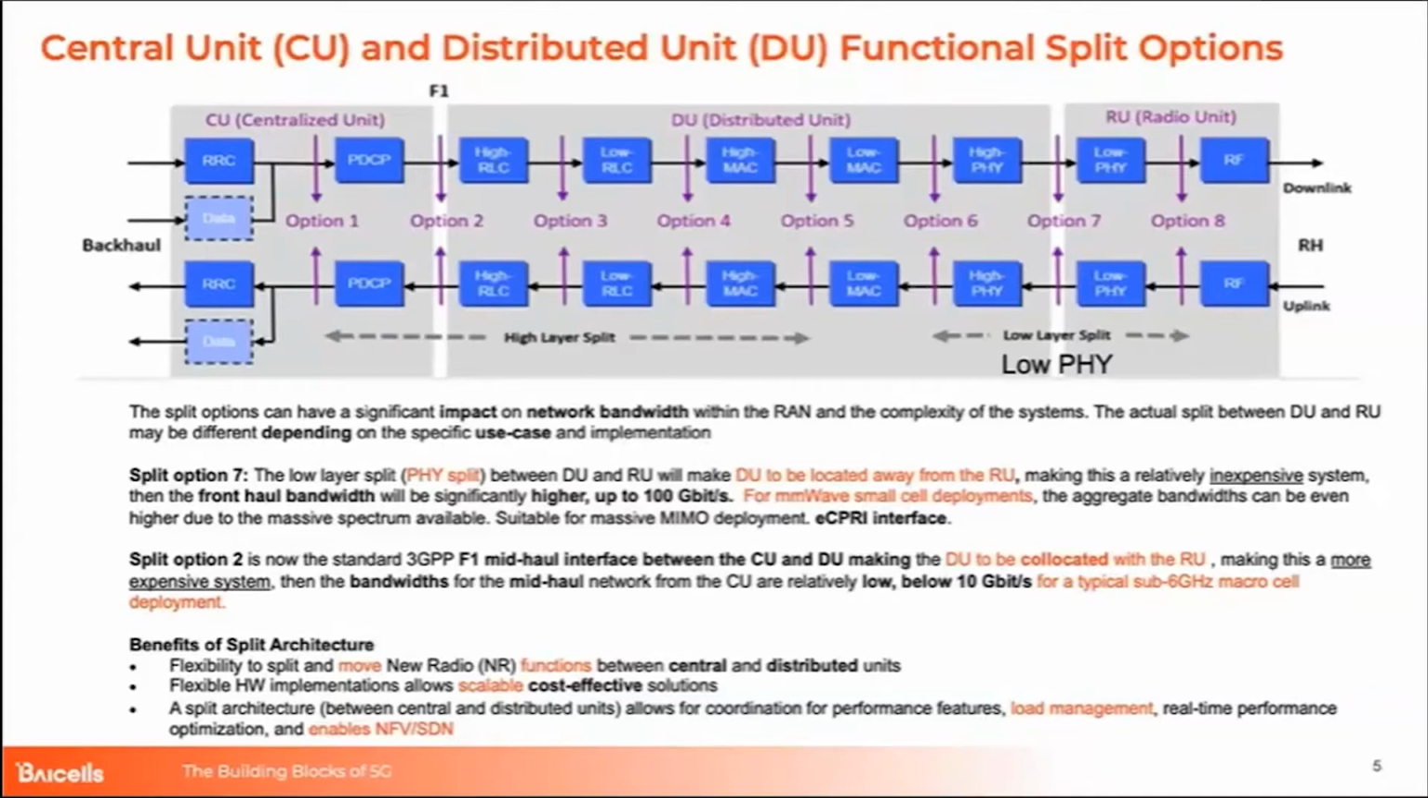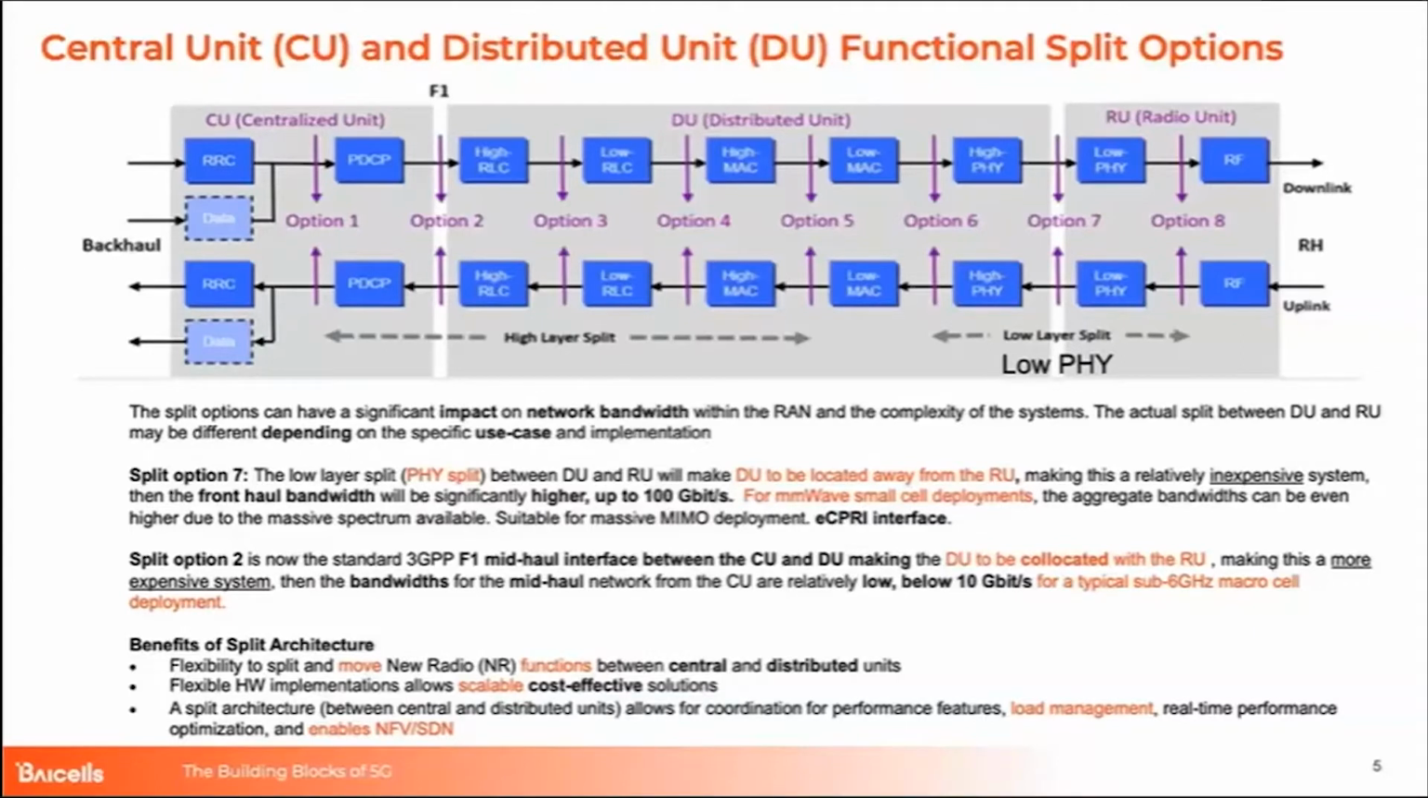Then we have another split that's of interest right here, called split 2, and this is the F1 interface, which is called the mid haul. So we have front haul, mid haul, and then back haul back to the core. And this is the expensive split. The RU and DU will be combined in one box, and then the CU would be separated from them.